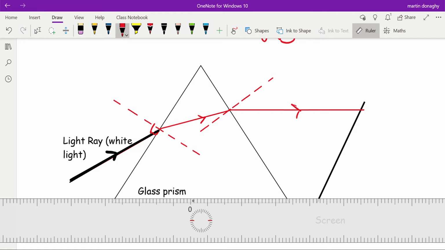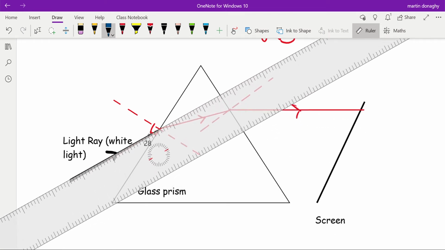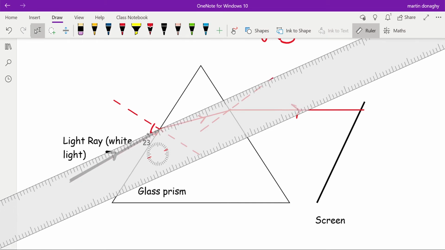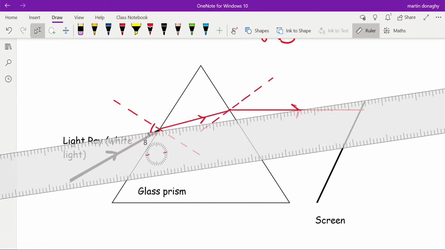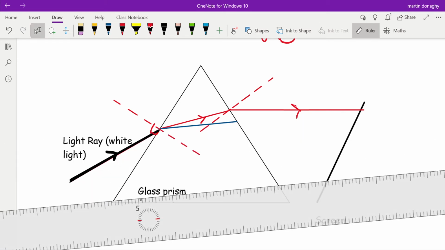If we do the same for the violet portion, I'm going to use this color for violet. When it enters the glass block, same normal, it will bend more towards the normal because it slows down by more than our red light. So at this point, it will spread out. Okay, the red light and the violet light no longer take the same path.